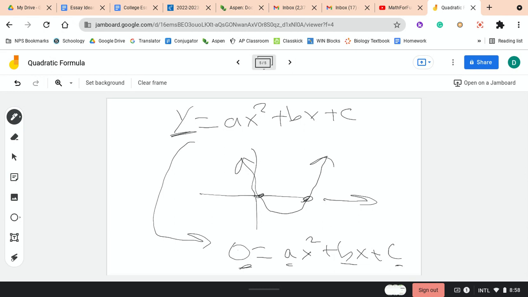But we need to use some of the concepts that we've been learning about quadratics to fully solve this equation for x. And one of those concepts is the idea of completing the square, which I will show when we get to that. So let's begin tackling this equation.